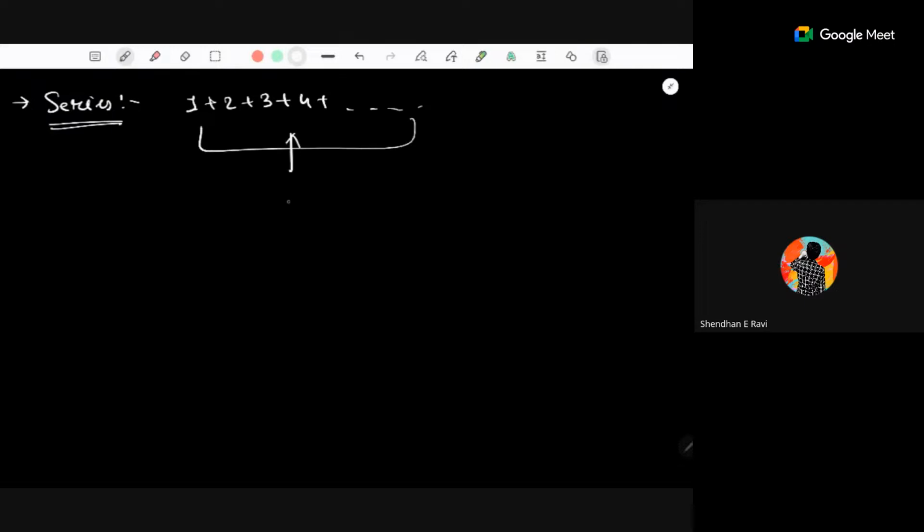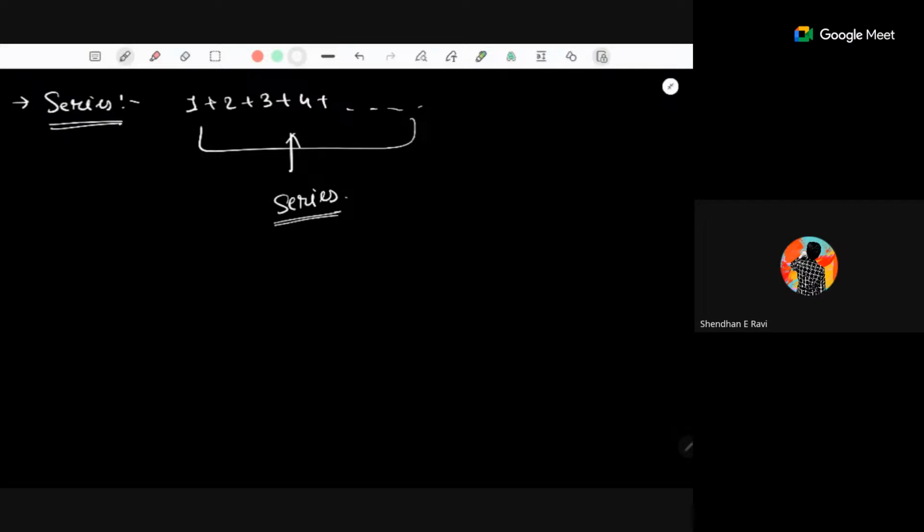So let's start with the first thing, which is the series. So what is a series? A series is nothing but we are summing infinitely many values. That means if I say 1 plus 2 plus 3 plus 4 plus and so on, then this is nothing but a series. Right? So a series is nothing but the sum of infinitely many terms.